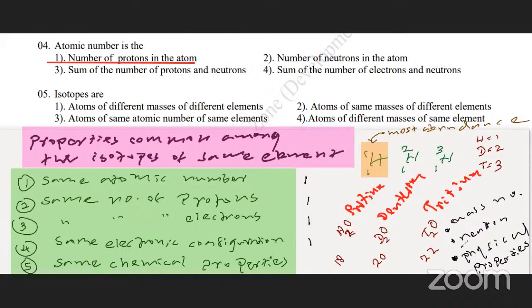Is that clear? So mass number different, neutron different, and physical properties will be different. I'll highlight that with blue. So you better copy down properties different among isotopes: mass number, neutron number, and physical properties. What are physical properties? Density, boiling point, melting point.